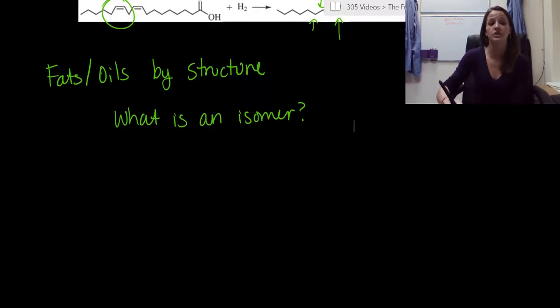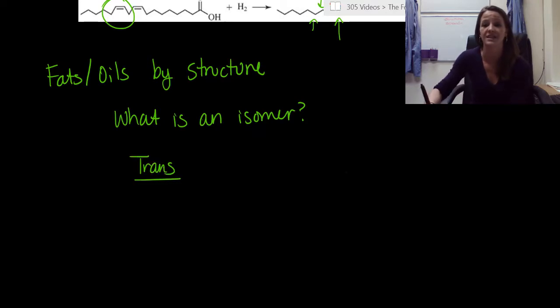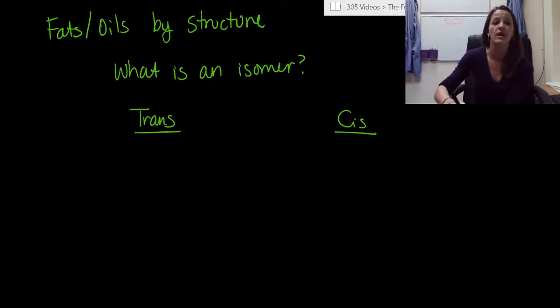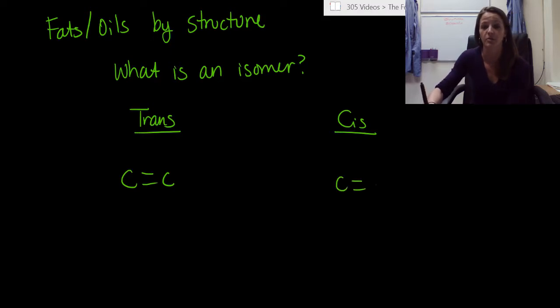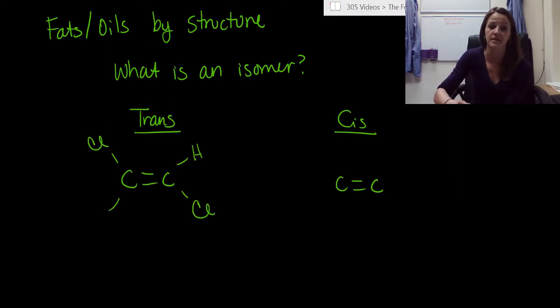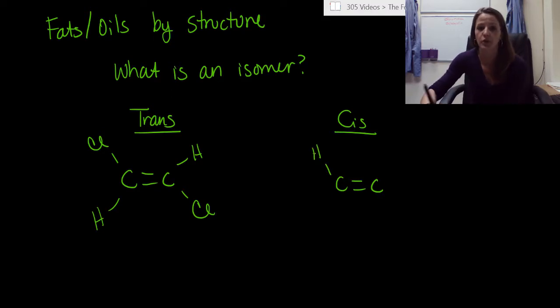And the reason I wanted to review what isomers are is because we need to talk about the difference between a trans and a cis fat. So hopefully you've probably heard of trans fats before. So what we need to do is just draw out something very simple, like a carbon-carbon double bond. And then what I'm going to do is show you these two different isomers. So for this example, I'm going to put my chlorines and my hydrogens on opposite sides for my trans structure, but for my cis structure, I'm going to put them on the same side.